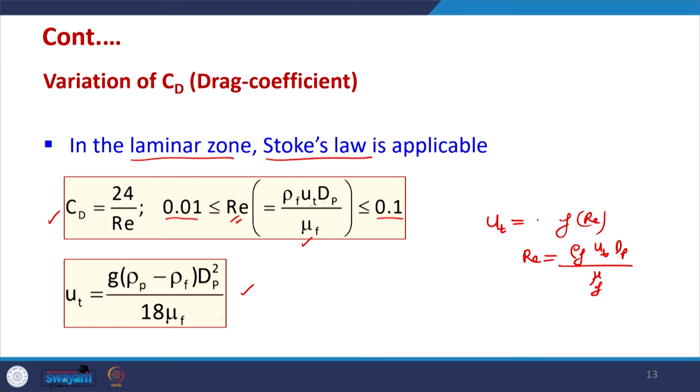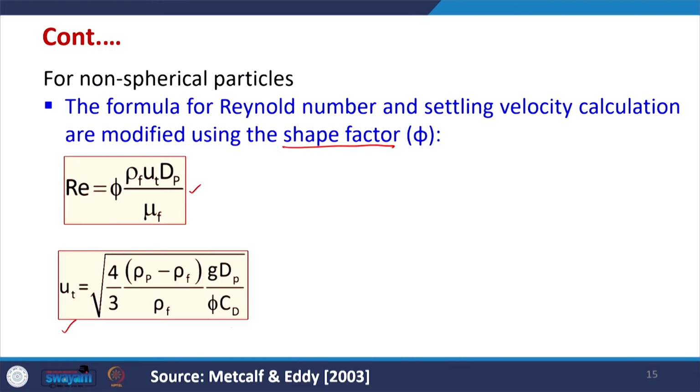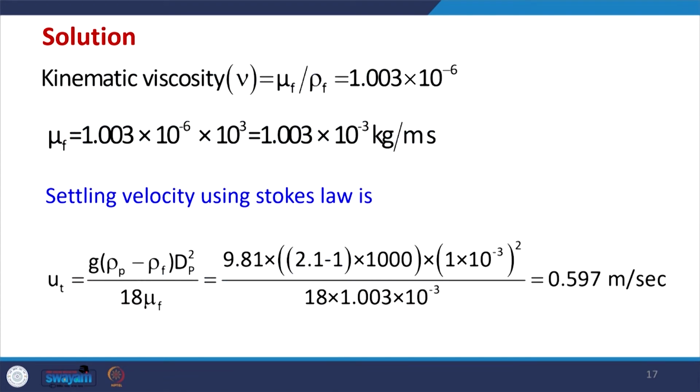So, suppose any condition is given, first we have to assume that, okay, suppose this condition lies in the Stokes law region. So, we apply the equation for the Stokes law region. Once the velocity is known, we find out the Reynolds number, and we cross check whether actually it is in the Stokes law region or not. So, we iterate between these to solve the problem. This is given by this numerical which is given here.